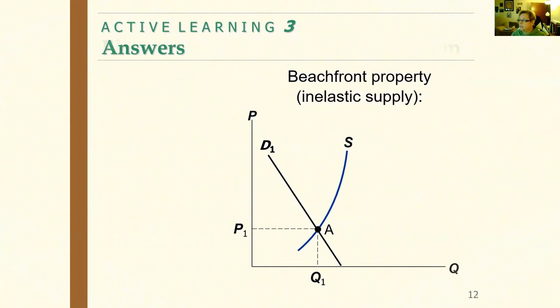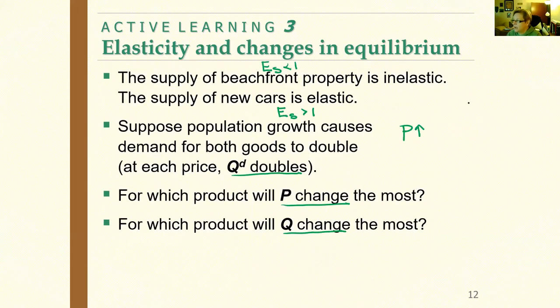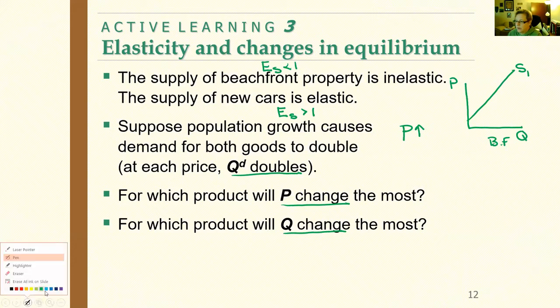Okay, so I'm just going to draw this over here and I think it'll make sense to you. I'm going to do beachfront property. I'm just going to stay here in green. So here's our quantity and here's our price. And this will be beachfront. And I'm going to go ahead and put a supply curve in here. And I'm going to put in a demand curve just for reference.